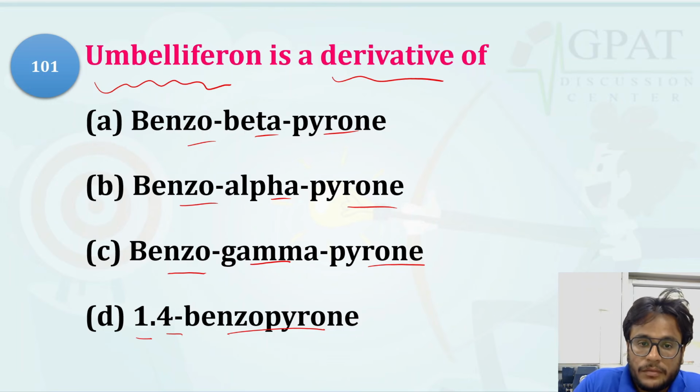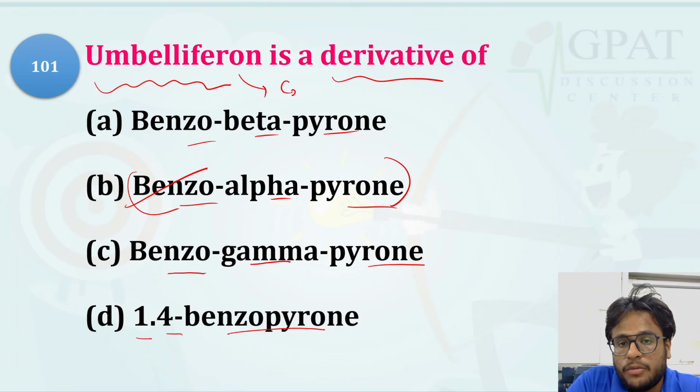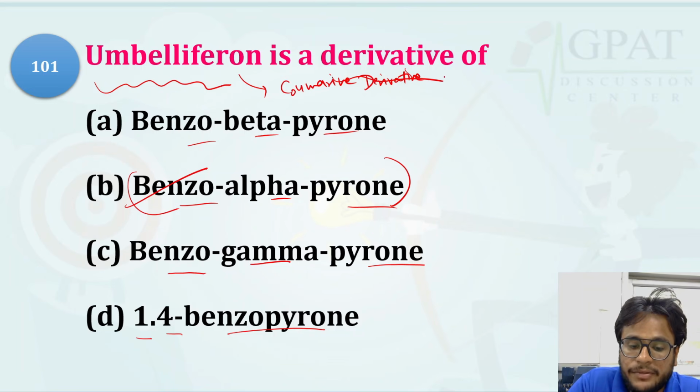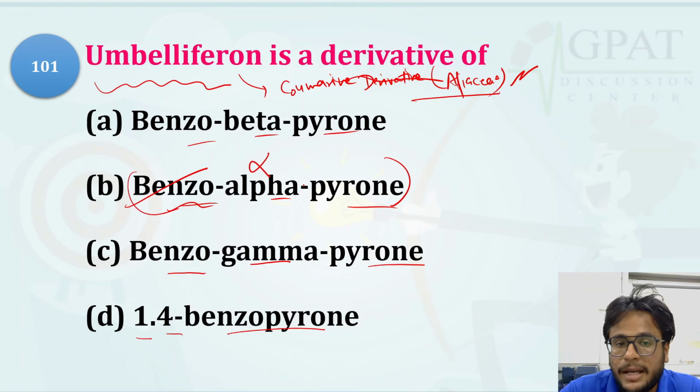So it is mainly a derivative of benzo alpha pyrone. Okay, this umbelliferone is also a coumarin derivative, and its family is mainly Apiaceae. So benzo alpha pyrone is going to be the correct answer for that particular question.